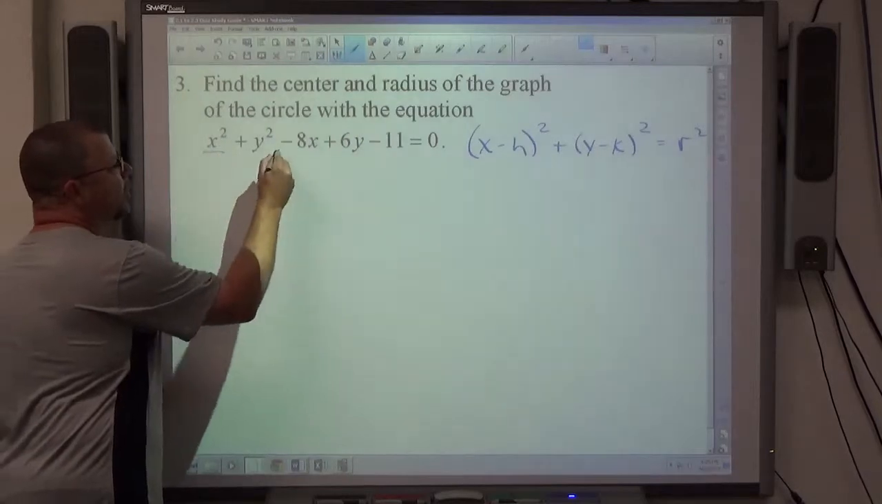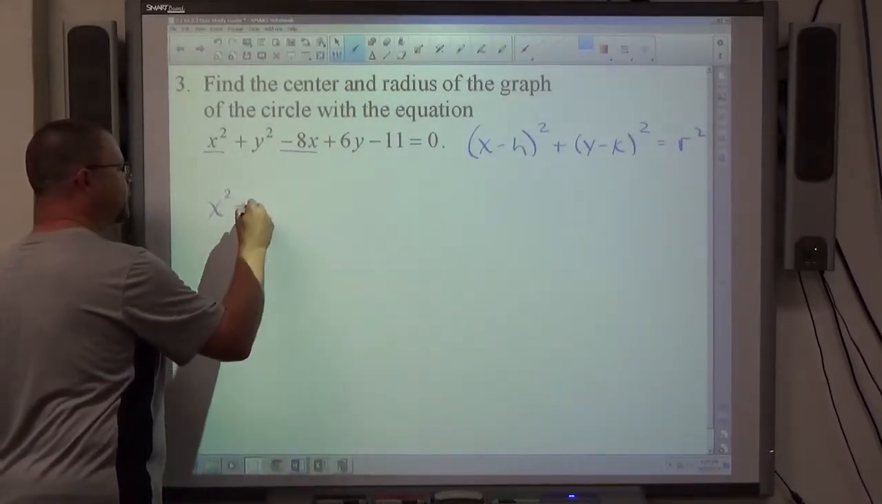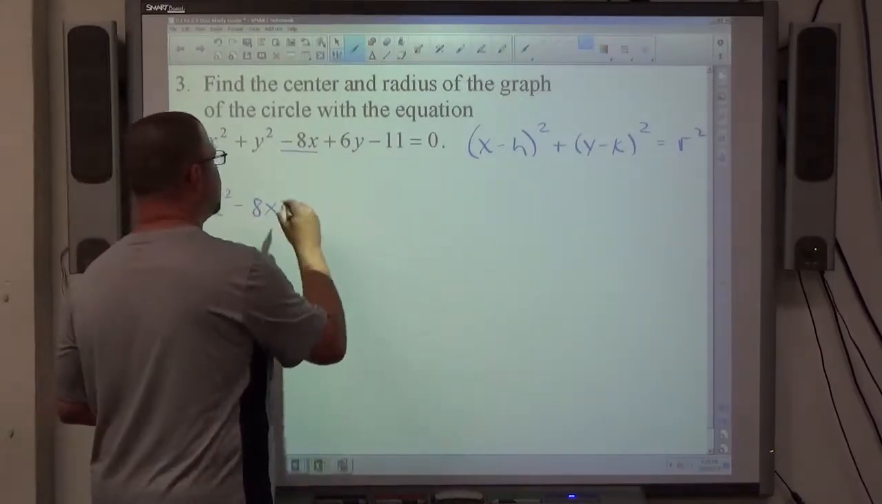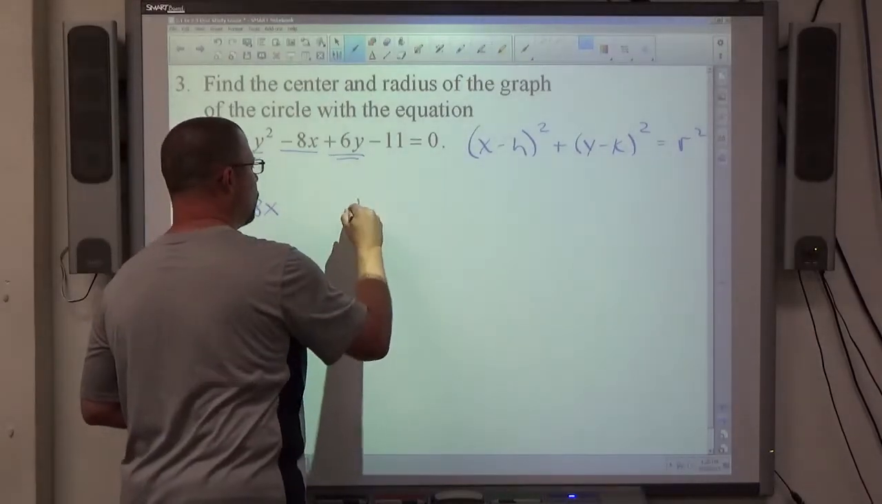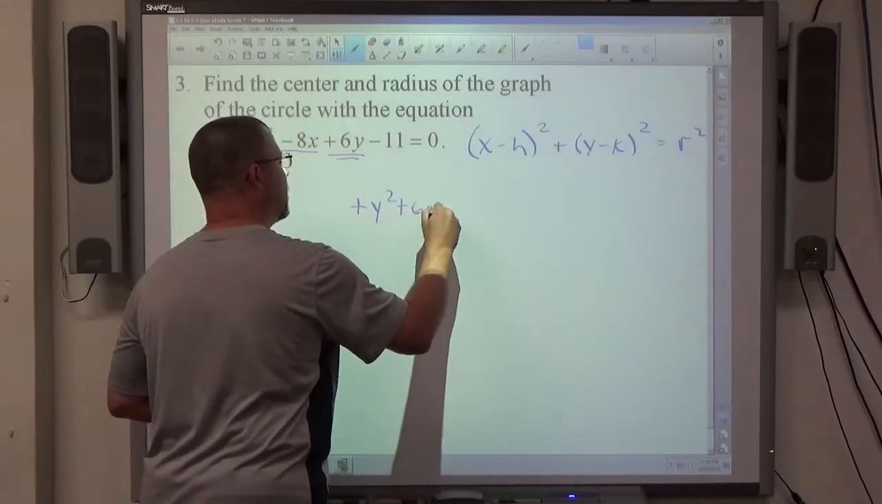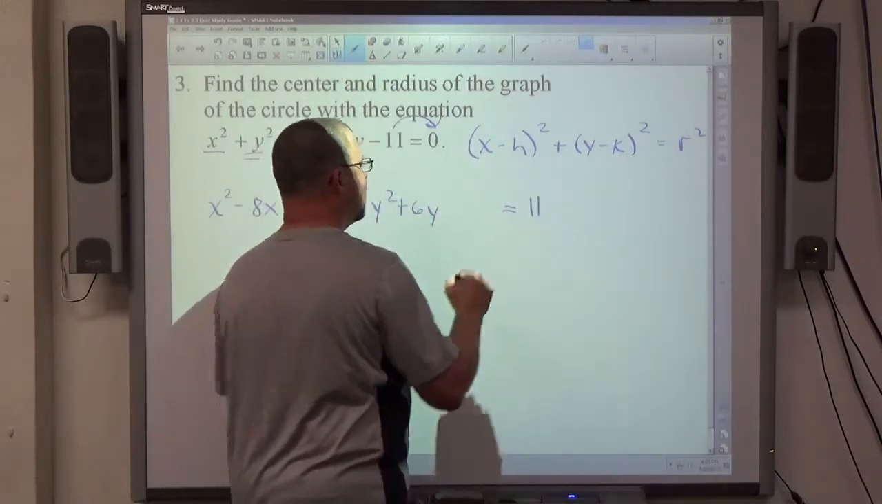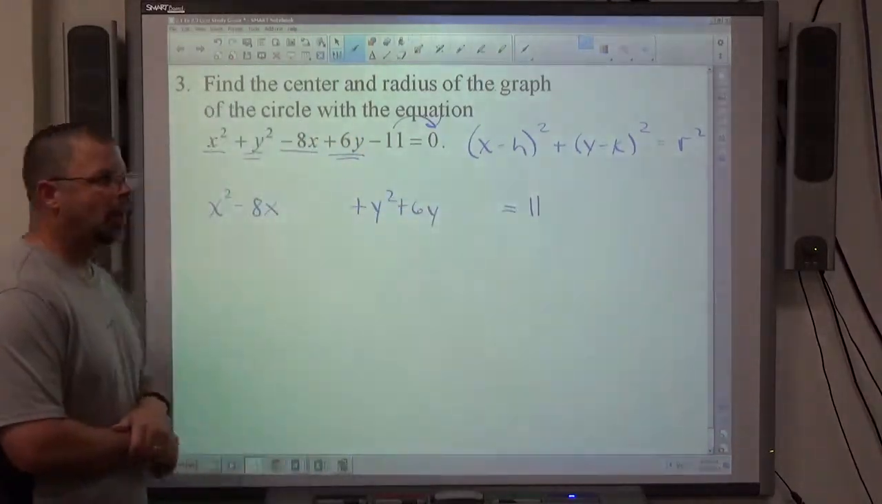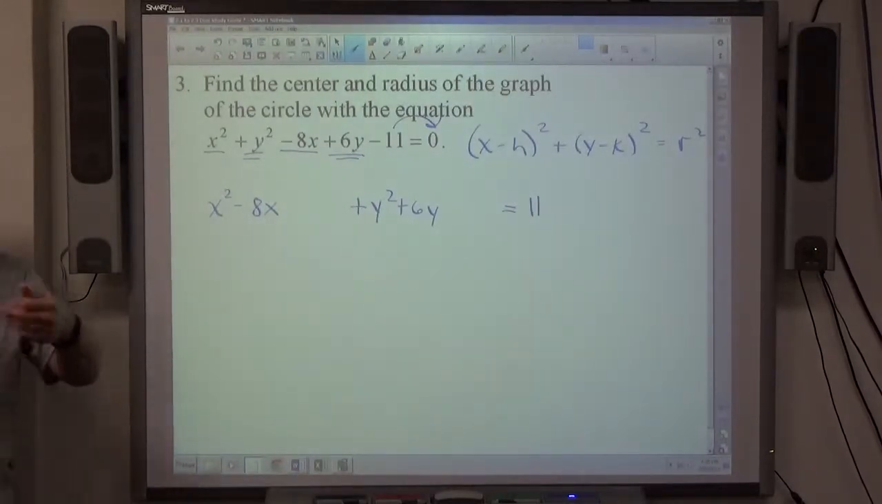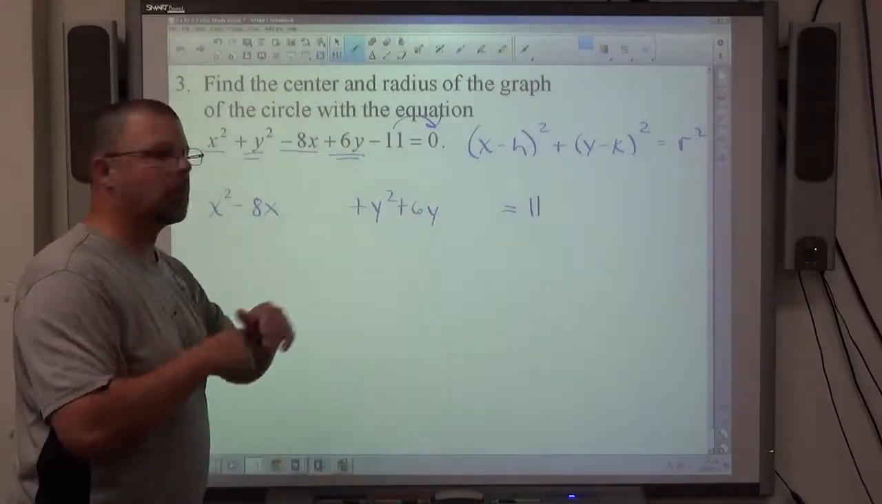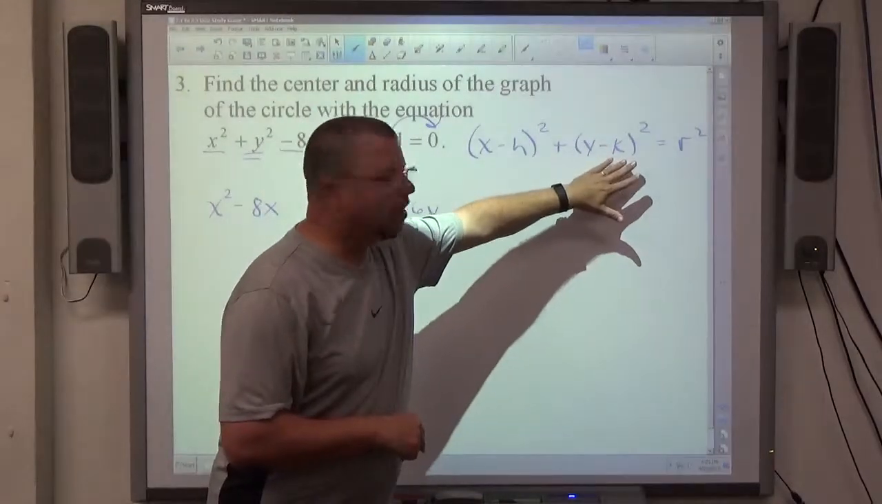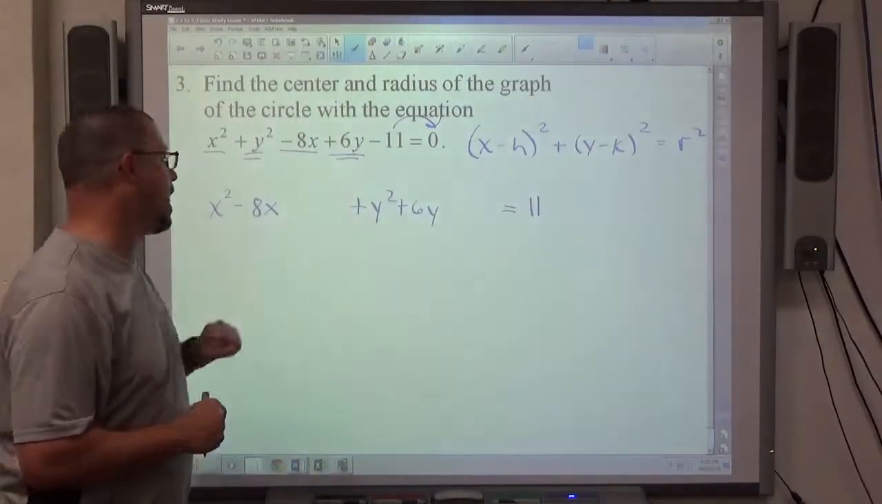So x squared minus 8x are the x's. Leave a little space. Y squared plus 6y are the y's. Leave a little bit of space. Equals, and 11 is the number. Negative, move across, becomes positive. That's priority 1. Get the x's grouped together, get the y's grouped together, get the number on the other side. Anticipating this structure, that's what needs to happen.